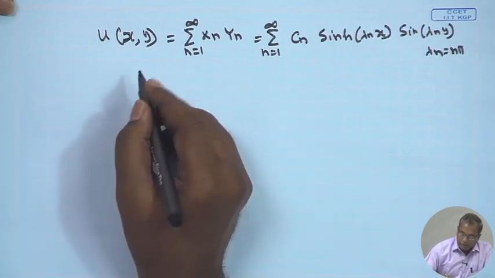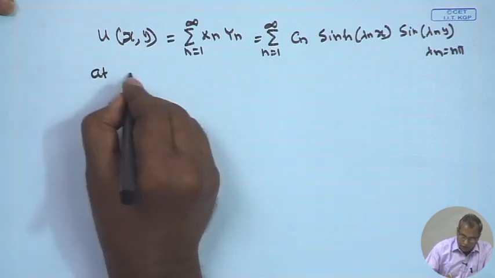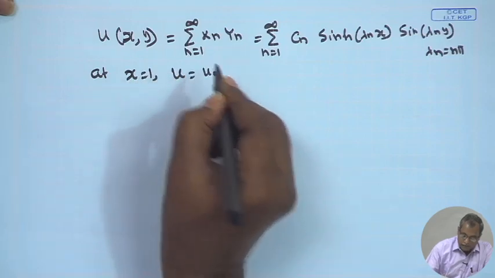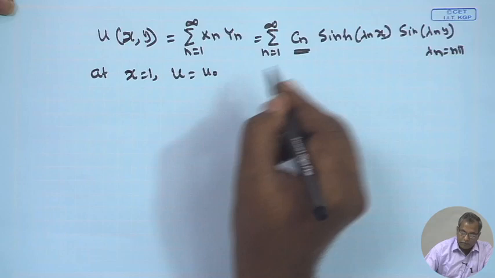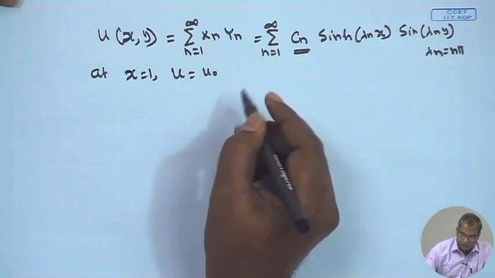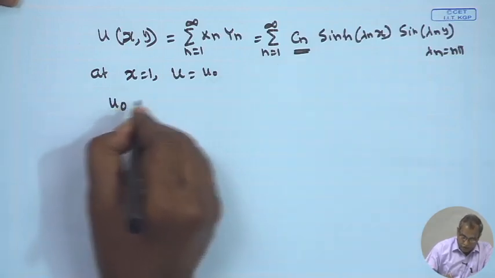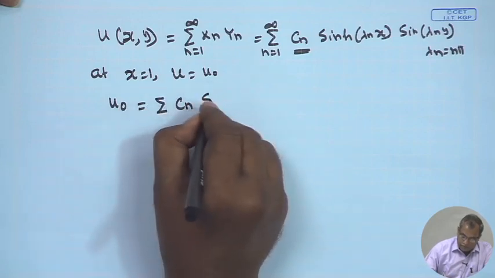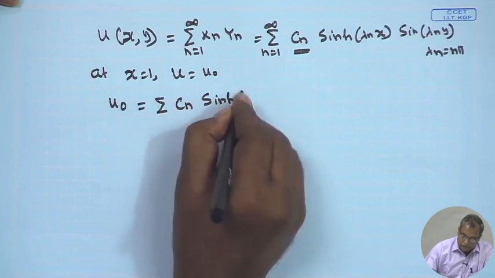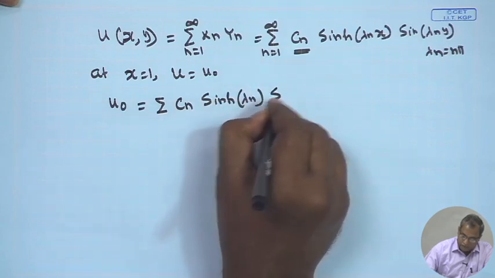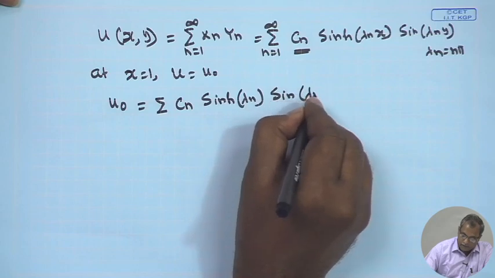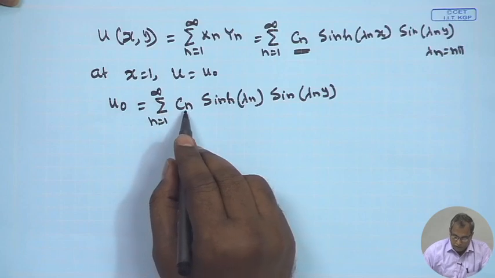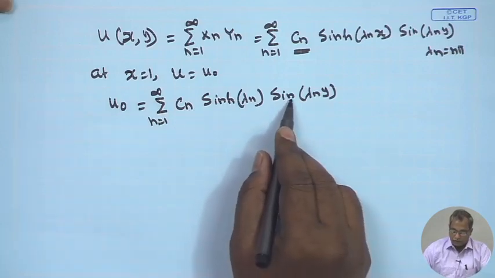Now, we will utilize the boundary condition of the original problem at x = 1, u = u0, to evaluate the undetermined constant, the leftover coefficient Cn. It will be u0 = summation Cn sinh(λn) sin(λn y). Then we will evaluate Cn by utilizing the orthogonal property of the sine function.